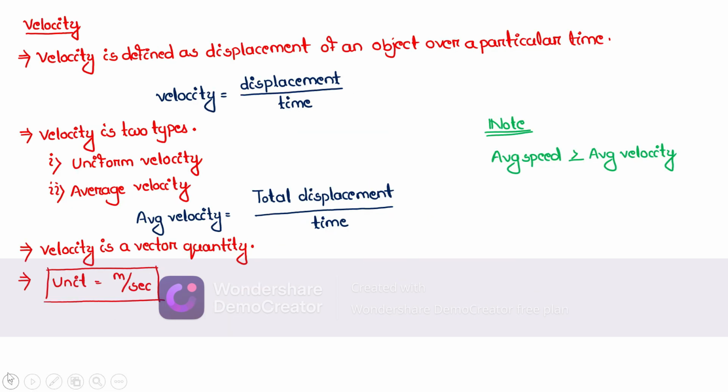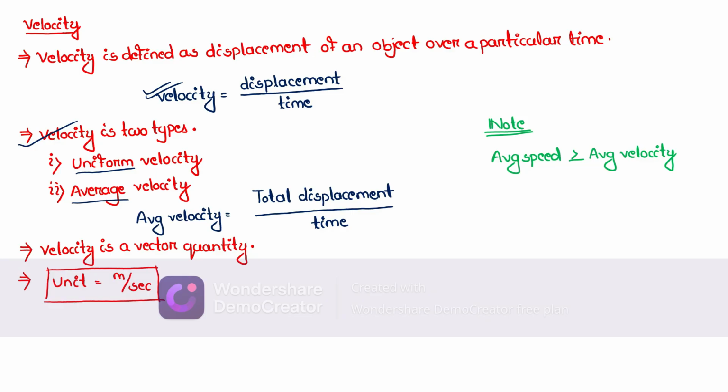Let's go for velocity. What is velocity? As speed deals with distance, velocity deals with displacement, right? First of all, we should know the formula for velocity. Velocity is equal to displacement divided by time. So velocity is of two types: one is uniform velocity, another is average velocity. Similarly, practically average velocity is possible. So average velocity is equal to total displacement divided by total time.